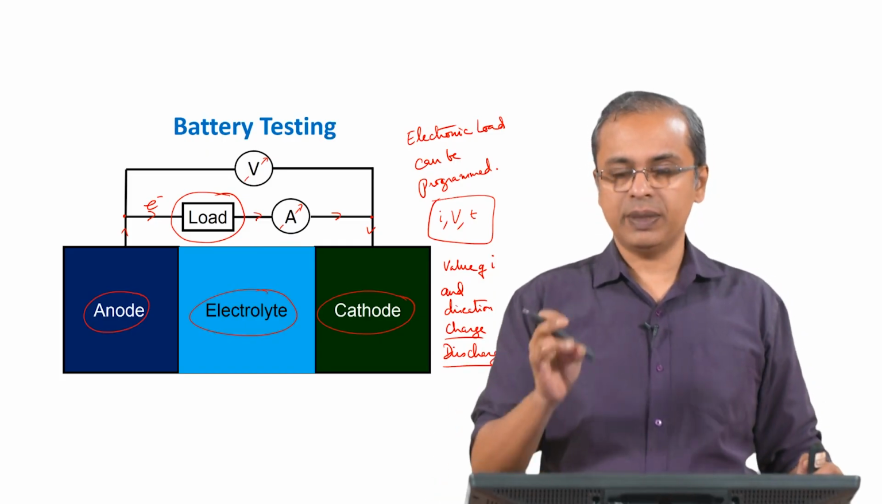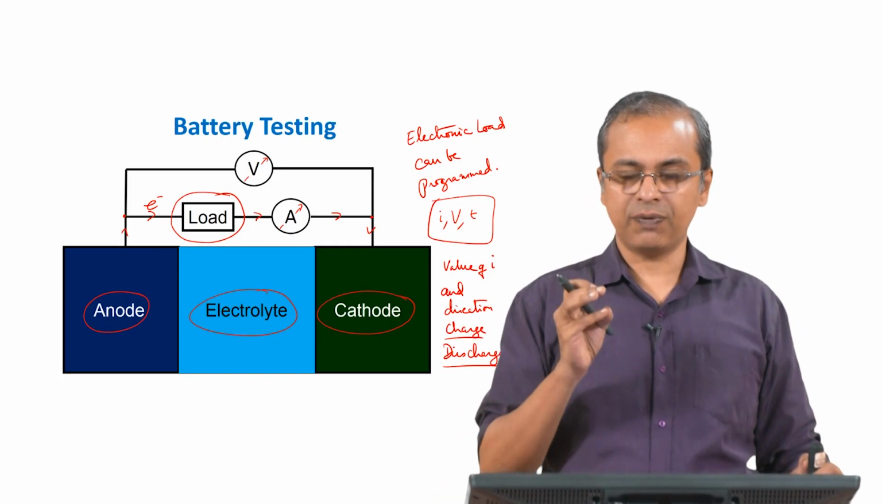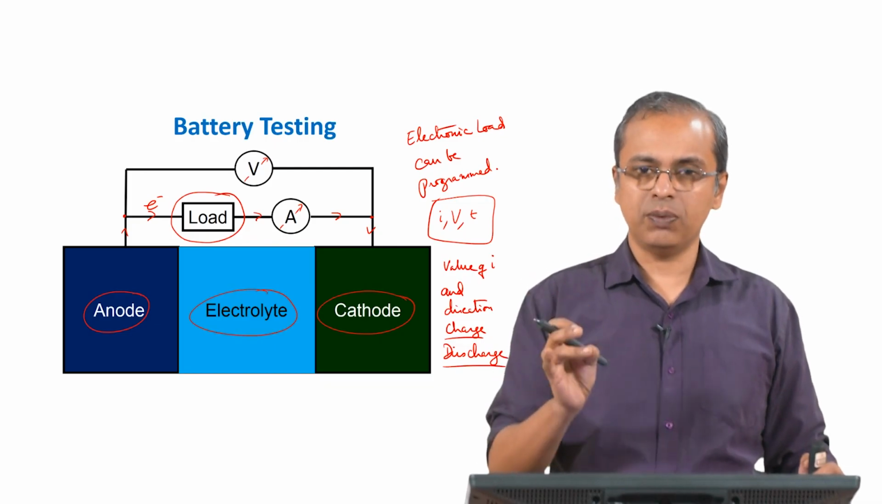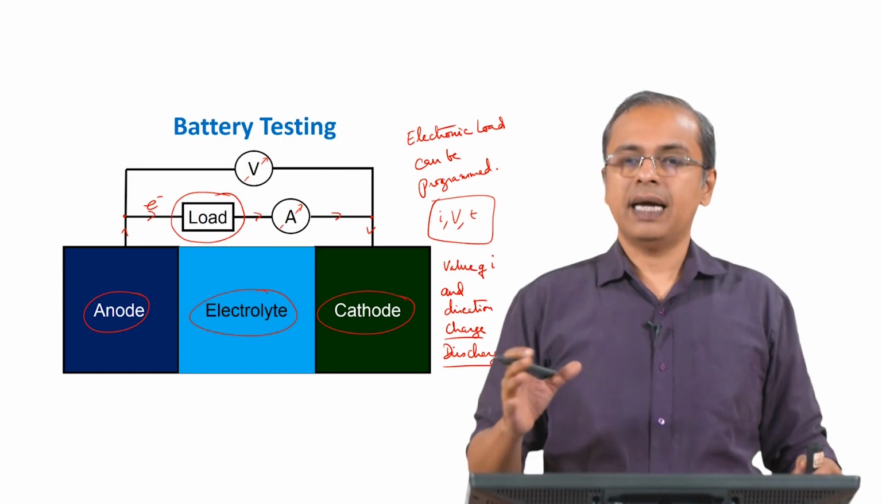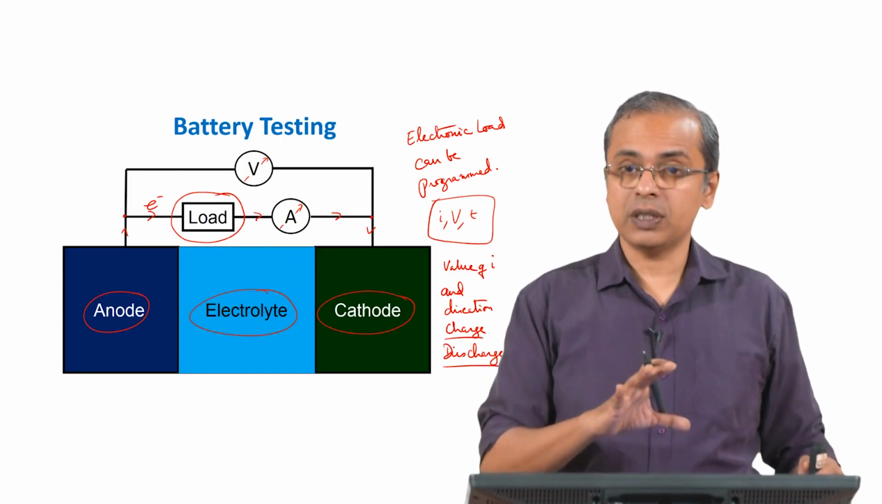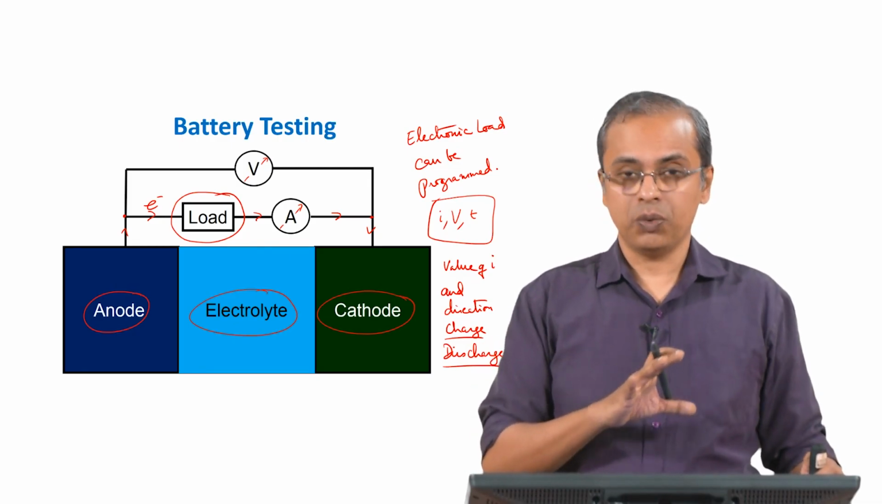You measure the current, you measure the voltage, and you measure the time. So you either set a current and measure the voltage, or set a voltage and measure the current, and then you check the time, and this data is collected, and this way you ensure that the battery has been tested uniformly.